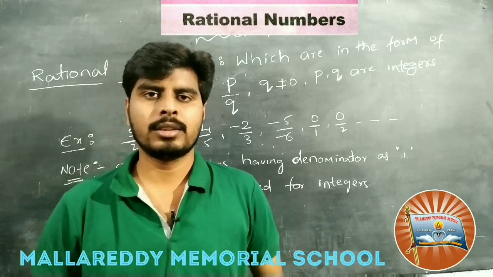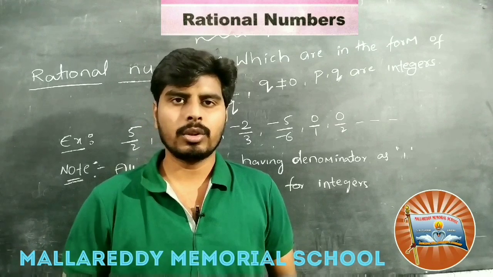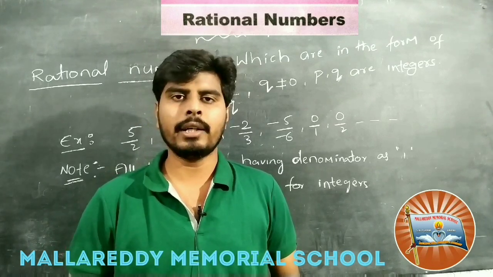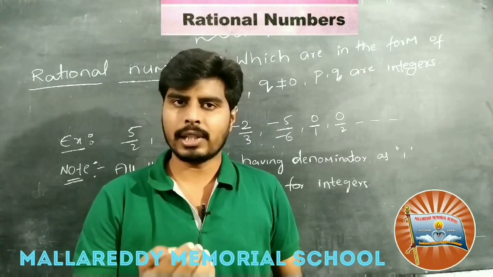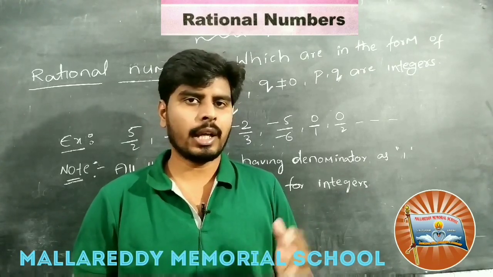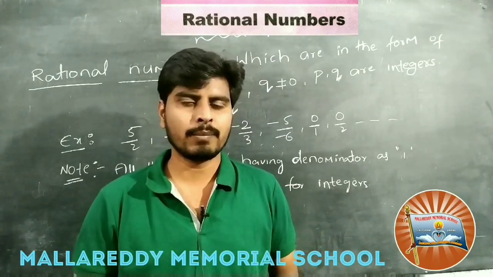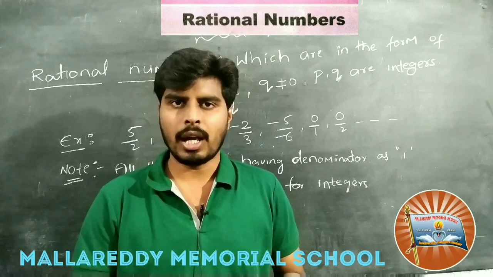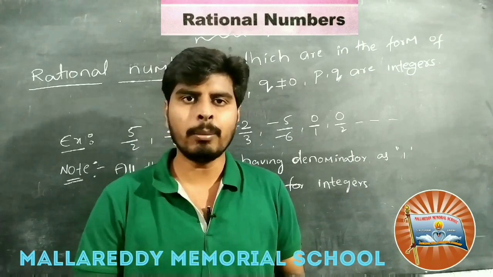Rational numbers: the numbers which are in the form of P by Q, where Q is not equal to 0 and P, Q are integers, are called rational numbers. For a number to be rational, 3 conditions must be satisfied. What are the conditions? They must be in the form of P by Q, the denominator Q must not equal 0, and P, Q must be integers.